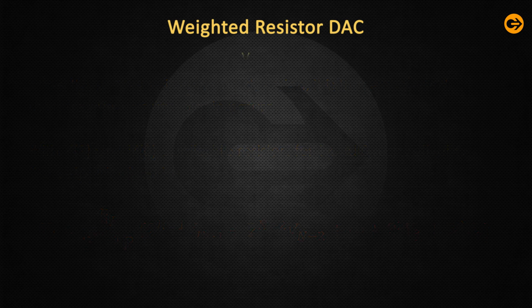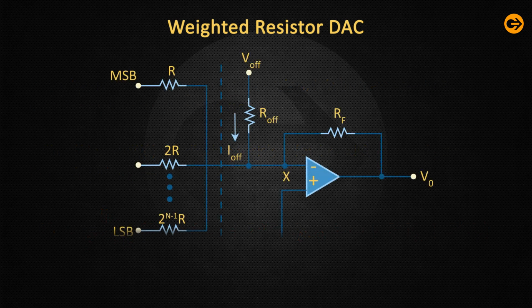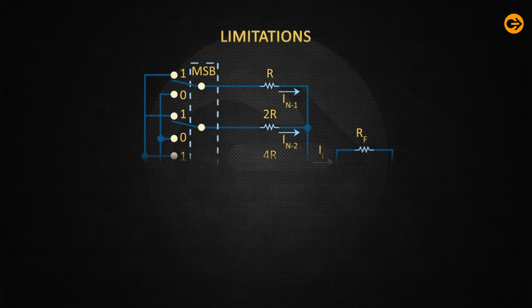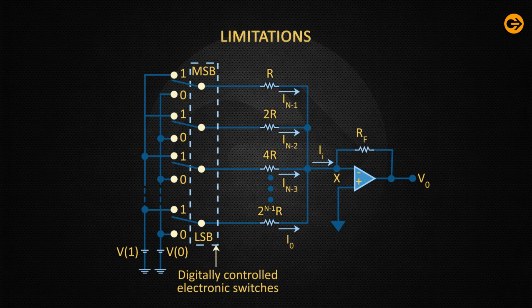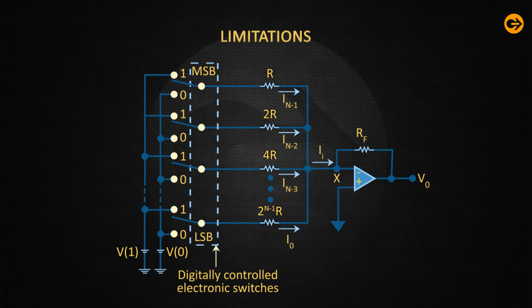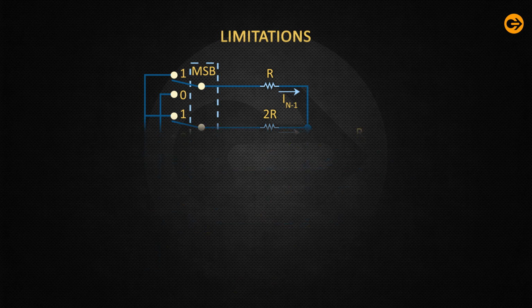The offset can be produced in the output voltage V0 by using the previous circuit. The weighted resistor DAC has a major limitation of having a wide range of resistor values R to 2 to the power n minus 1 R, with a required precision and a track over a wide range of temperature. It is thus very difficult to fabricate such a wide range of resistance values in monolithic IC.